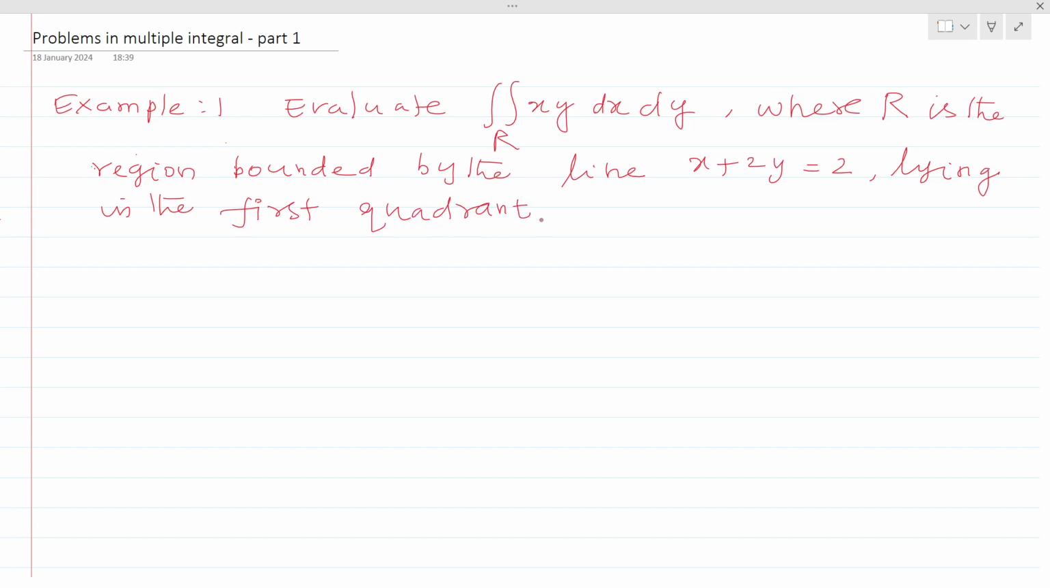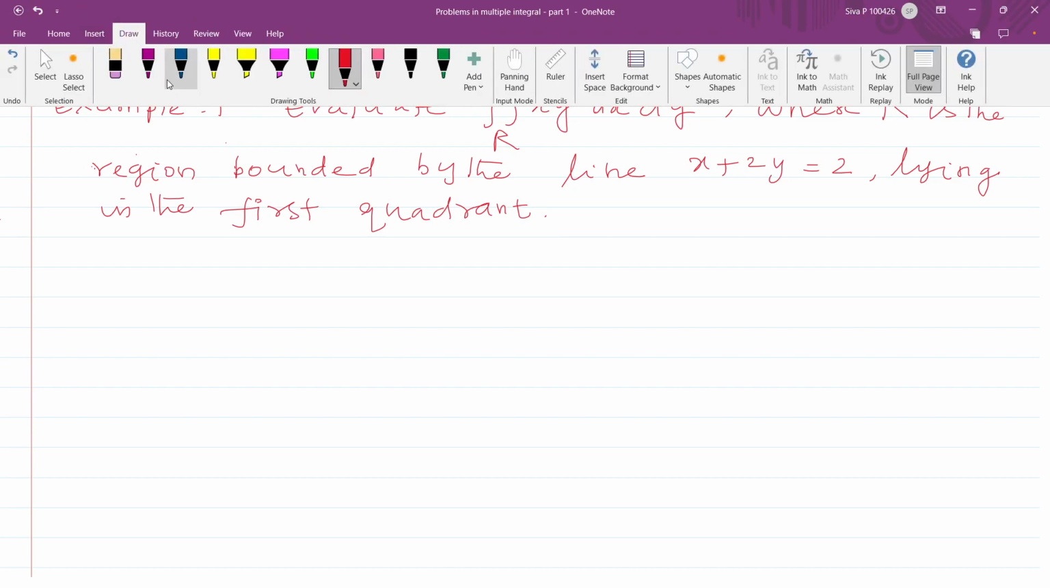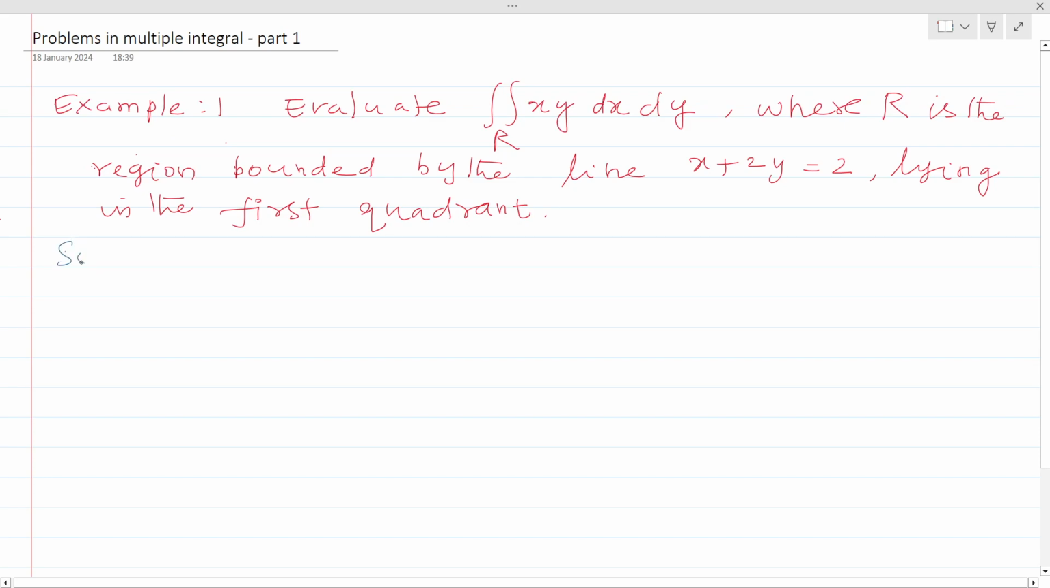Once again I read the problem. Evaluate double integral over the region R xy dx dy, where R is the region bounded by the line x plus 2y equal to 2 lying in the first quadrant. So for this, first we have to draw the rough sketch. So we draw a rough sketch of the boundary of R, and we have to identify the region R.